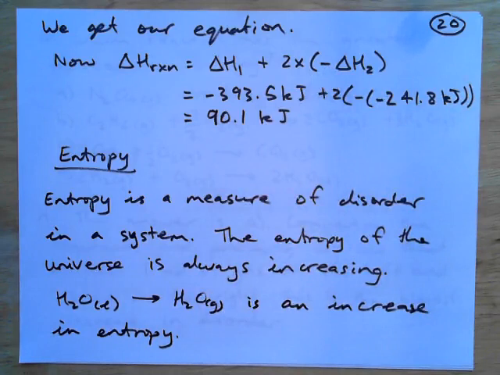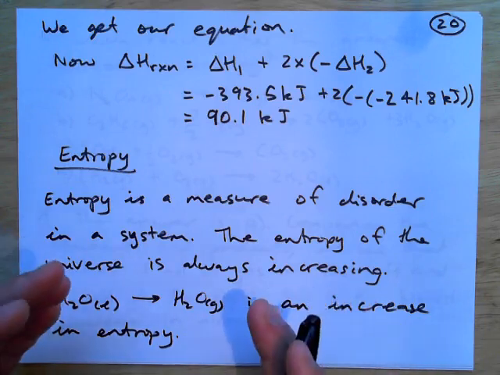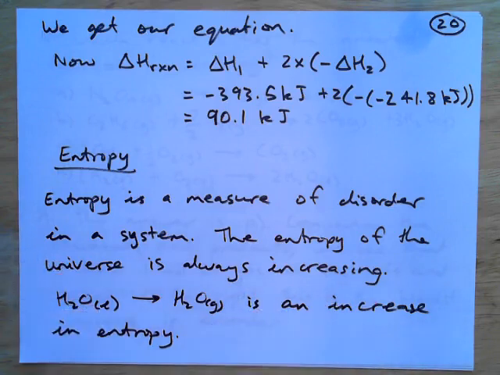Okay, so now we look at entropy. Entropy is a measure of disorder in a system. The entropy of the universe is always increasing. So the entropy of the universe is really a summation of the entropy of the system where a reaction is occurring, and the entropy of the surroundings. We won't go into detail of that, but basically the entropy of the universe is always increasing, and there's a lot more detail we could go into with entropy, but it's beyond the scope of this course.